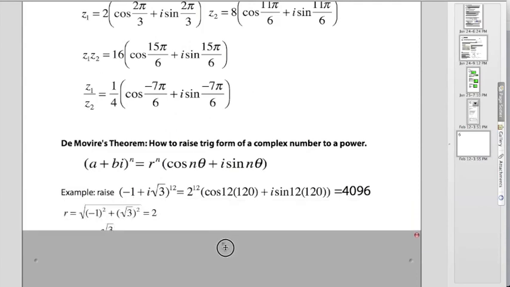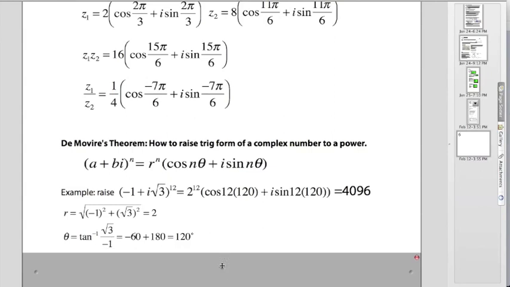Okay, let's go back. This is actually quite easy. Well, as we did earlier, I've given you a plus bi. You needed r to plug it in here. You also needed theta to plug it in there. We were given my n, which is 12. So I go back to my formulas, my basic ones. I plug it in, let it work out. I get r equals 2. Tangent inverse of square root of 3 over negative 1 equals negative 60.